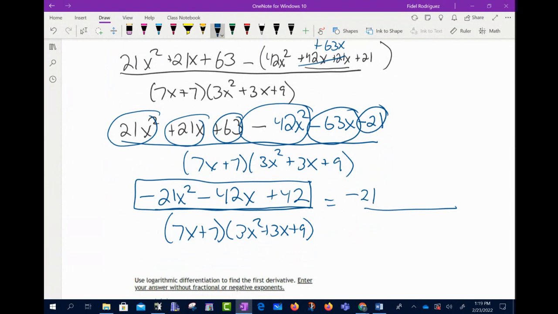Okay, so look, let's do this. I'm going to actually factor out a negative 21, okay? When I factor out a negative 21, y'all, the only thing we're doing is changing our signs. So that's an x squared, that's a plus 2x, and that's a plus 2, or a minus 2, sorry.